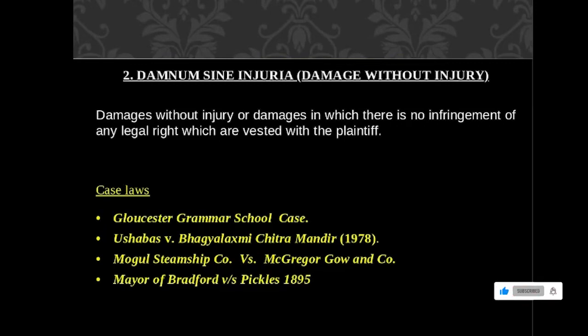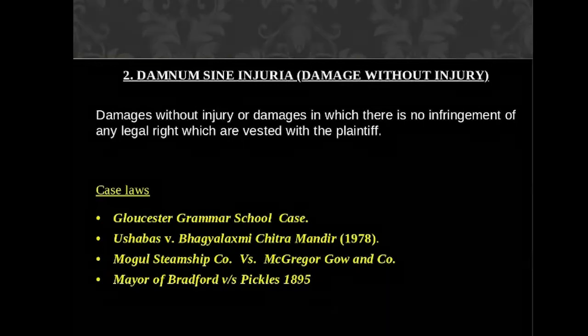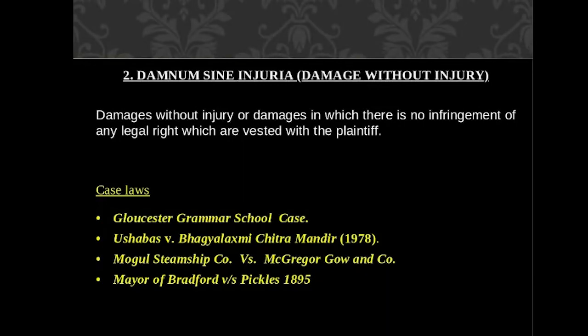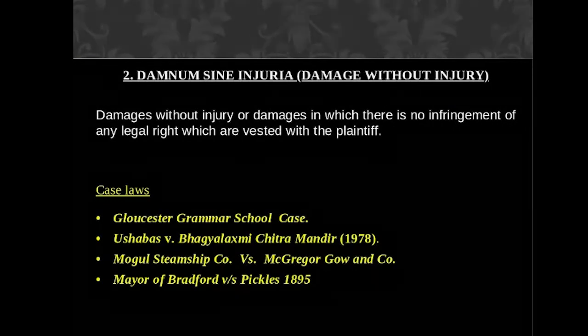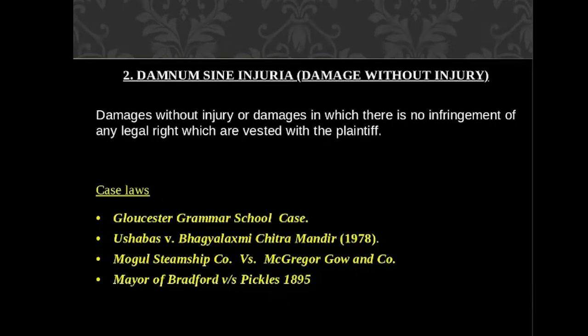The third case is that of Mogul Steamship Company versus McGregor Gow and Company. In this case, a number of companies trading in steamships combined with the intention to drive the plaintiff's company out of the tea carrying trade. They did it by offering their services at a reduced price compared to the plaintiff's company. So the plaintiff was aggrieved by this and approached the court, but it was held that the plaintiff has no cause of action as no legal right has been infringed by the other companies. Even though there is actual damage caused to the plaintiff, there is no violation of legal right and hence no action would lie. That is what was held in this case.